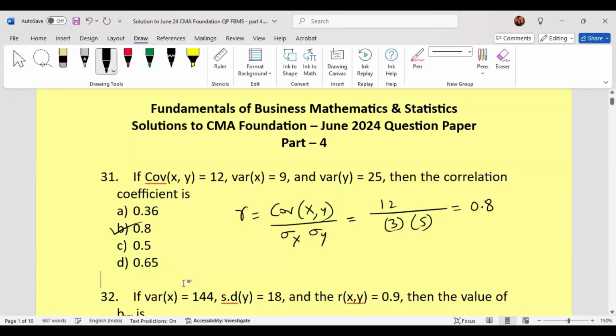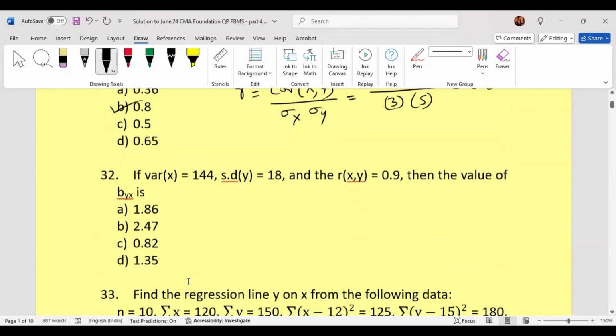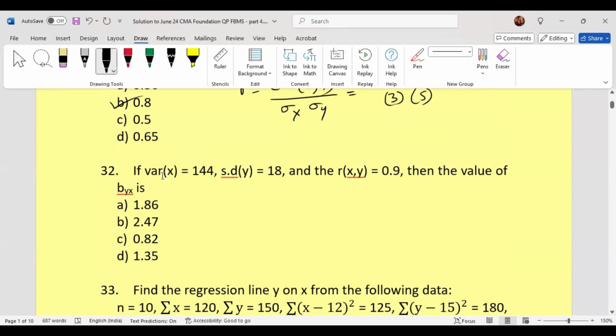The next 32nd question. If variance is equal to 144 for x, standard deviation of y is 18, and the correlation coefficient is 0.9, then find the value of Byx. So Byx will be R multiplied by standard deviation of y divided by standard deviation of x. Correlation coefficient is given already as 0.9. Standard deviation of y is given as 18.